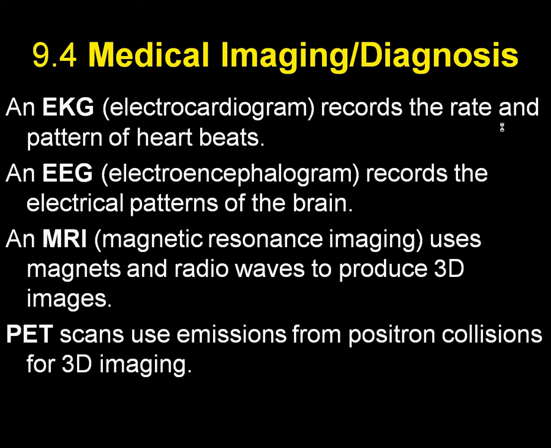Anyway, PET scans, positron emission tomography scans. They use emissions from positron collisions for 3D imaging. Basically, a positron collides with an electron and produces 2 gamma photons, and then we detect those gamma photons and we can tell where the collision occurred, and do that a million times and we can build an image of it.